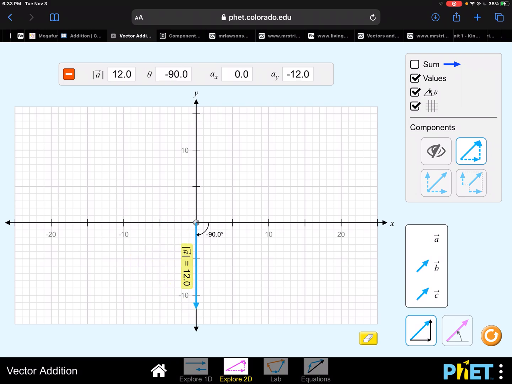And if I get to due south, then I only have a y component. If you look at the top, negative 12, my x component is 0. That's just the vector that's due south. And as I go towards the fourth quadrant, my vector has a positive x and a negative y, all the way back down to 0 degrees.